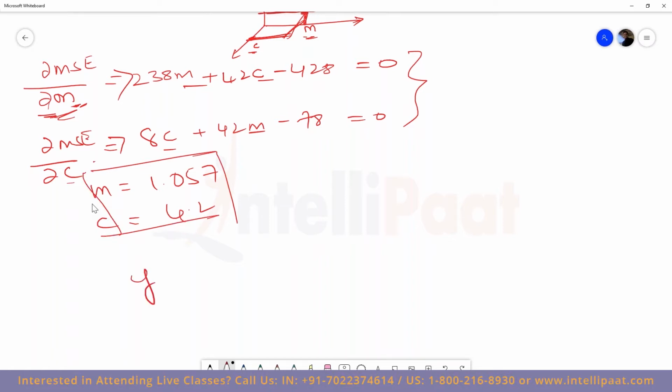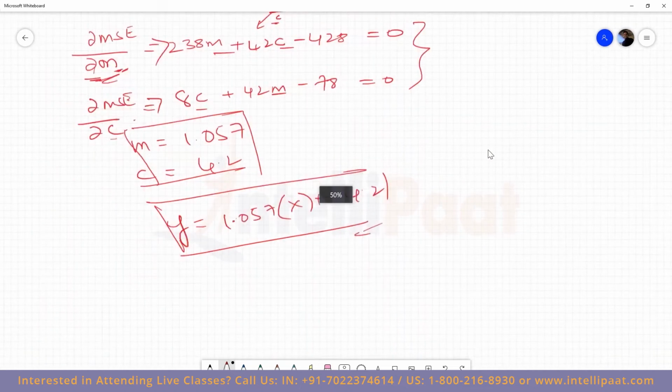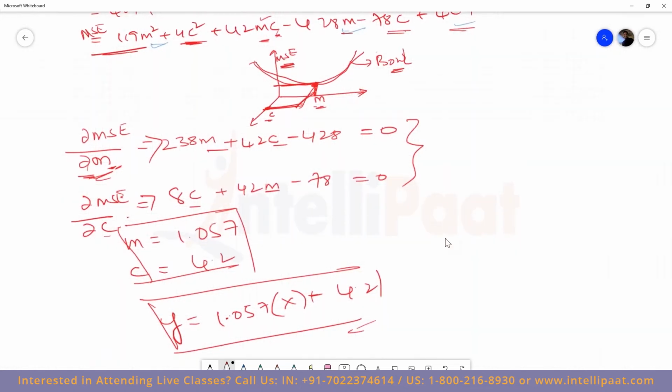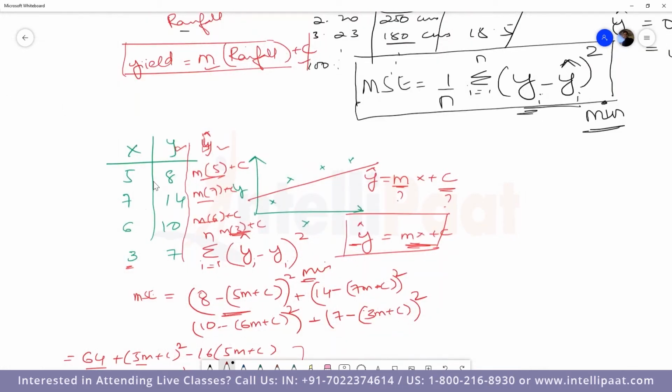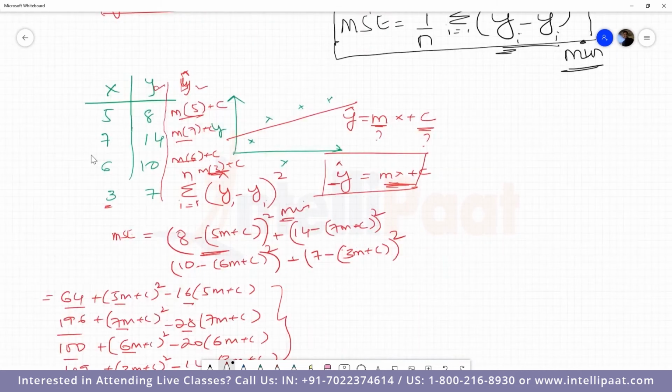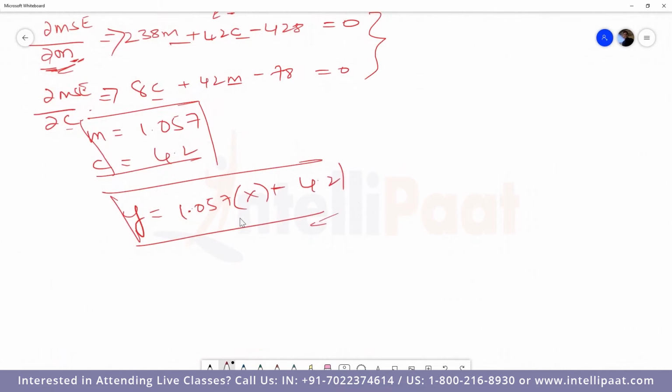y is equal to mx plus c, so y equals 1.057 times x plus 4.2. That is my final linear regression equation for the data points that I have seen here. For these data points, 5, 7, 6, 3, 8, 14, 10, and 7, if you actually compute your linear regression equation, it will look something like this: 1.057 and 4.2. Anybody who's got values around that is on track.